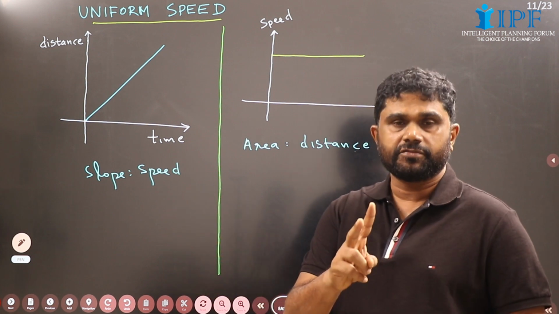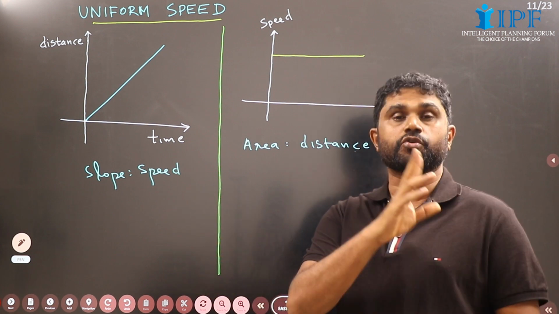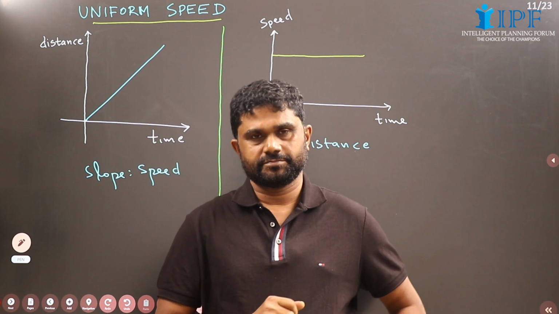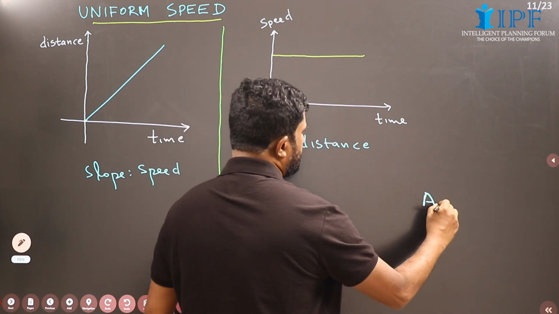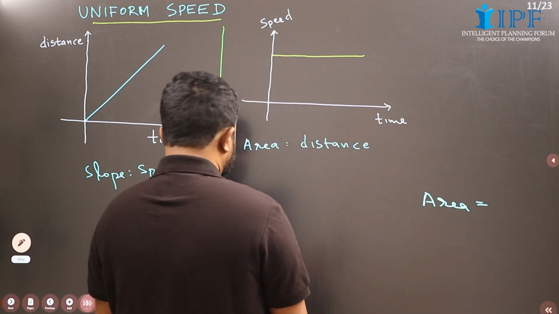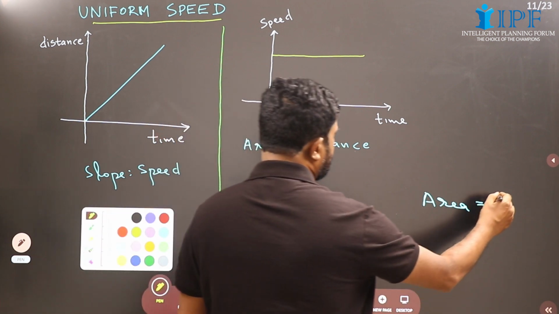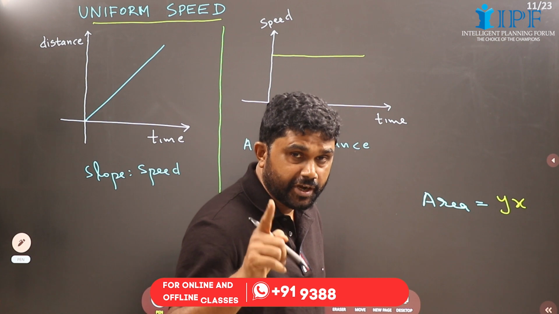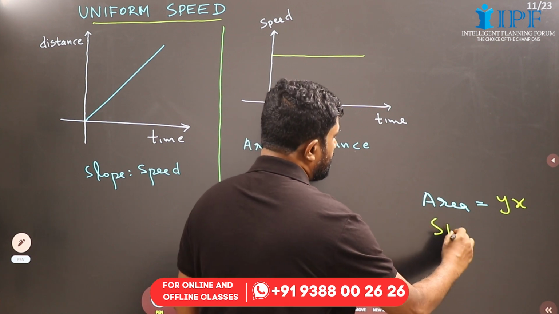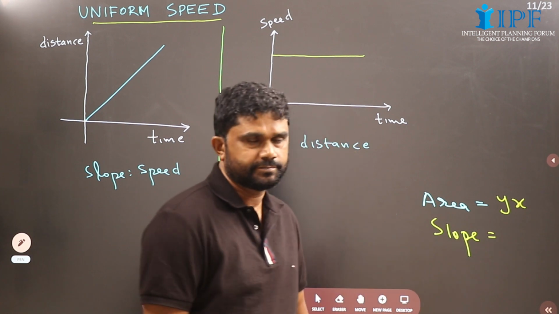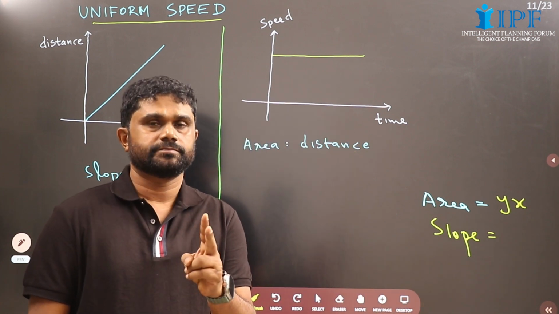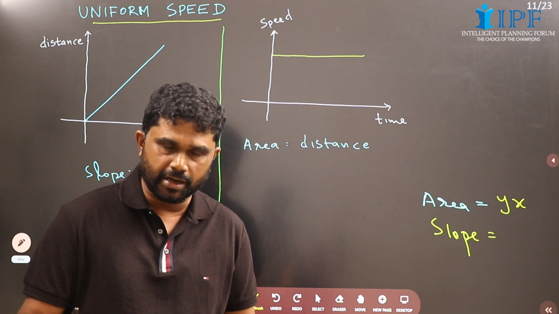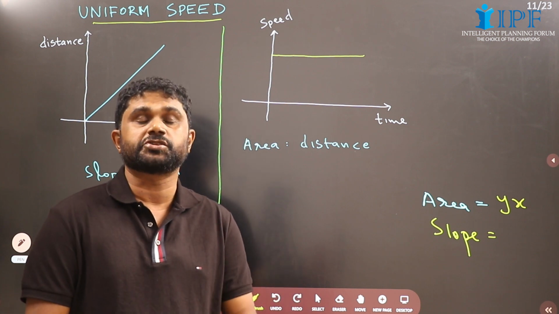From a graph, we will have to find out two quantities. What is the physical quantity represented by the area under the graph? The physical quantity represented by the area under the graph is given by the quantity along the y-axis into the quantity along the x-axis. The next quantity we will have to find out from a graph is the physical quantity represented by the slope of the graph. Let me repeat, there are only two quantities we will have to find out from a graph: the area under the graph and the slope of the graph.